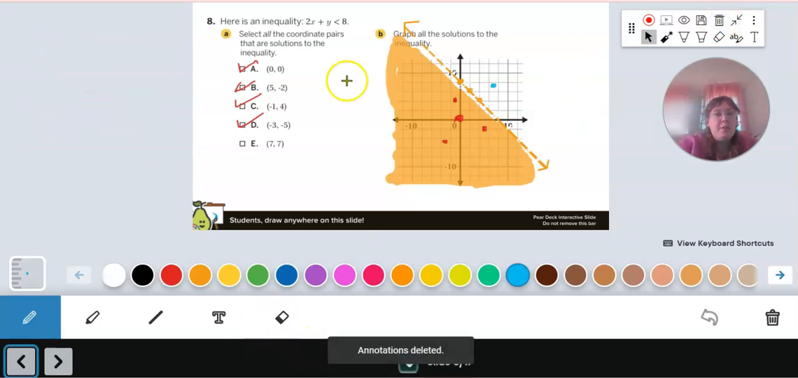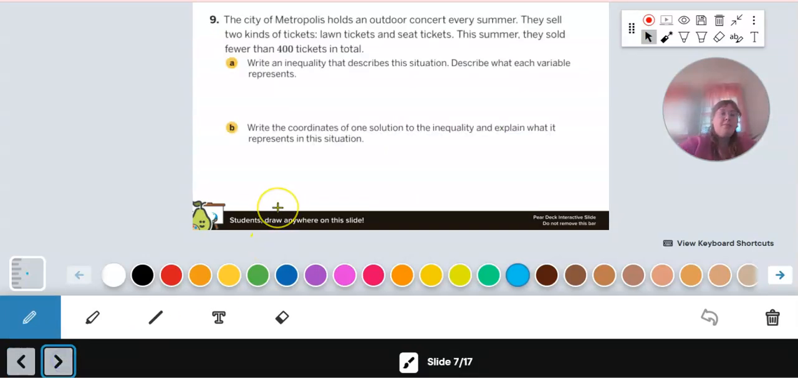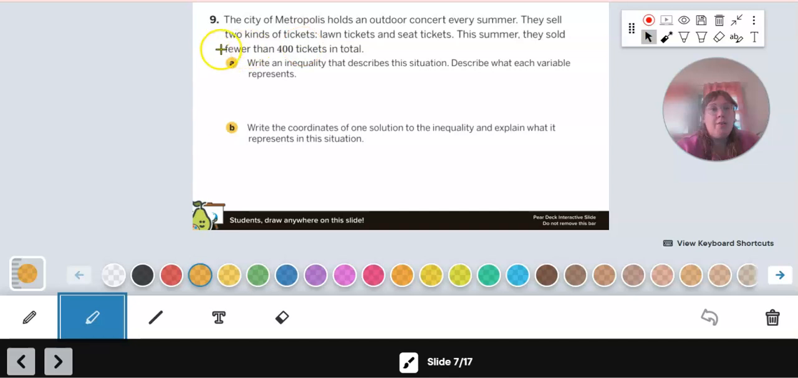Okay, this is where we left off in the last video, so we're going to push ahead to the next slide. It says the city of Metropolis holds an outdoor concert every summer. They sell two kinds of tickets, lawn tickets and seat tickets. This summer they sold fewer than 400 tickets.